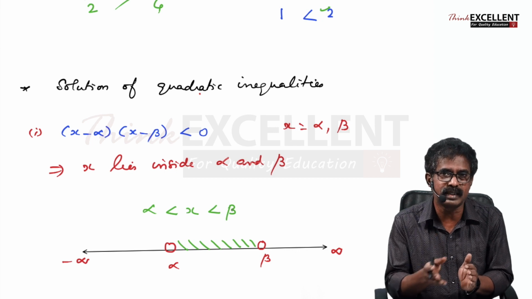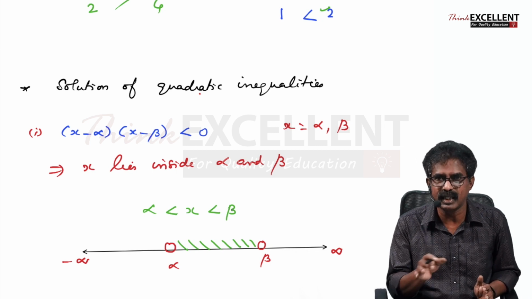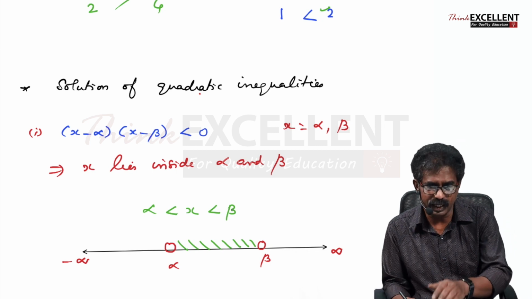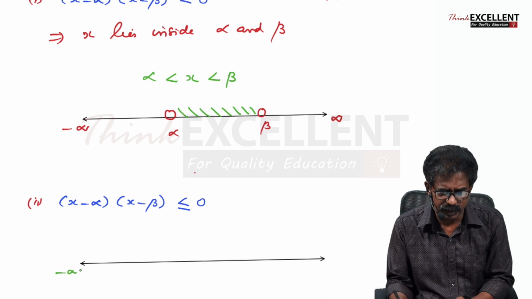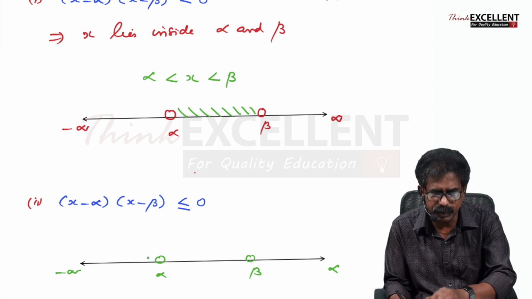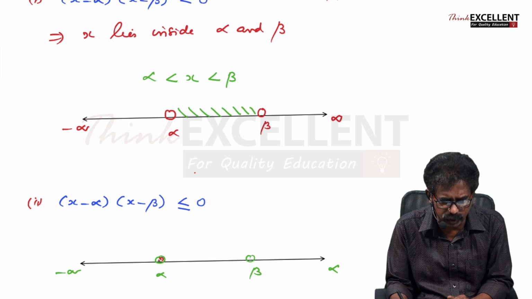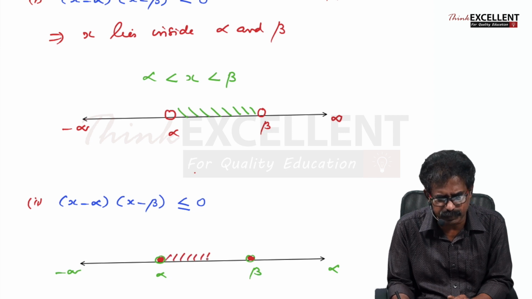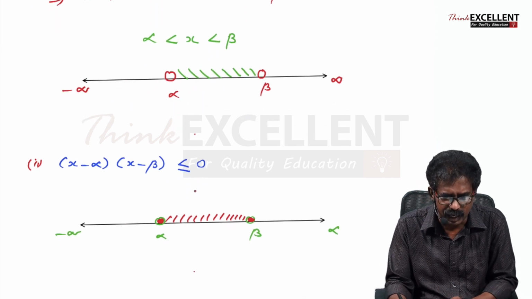So remember, when less than comes, you say lies inside, greater than means lies outside. So easily you can remember: less than, inside; greater than, outside. Then less than or equal to. Already said, less than means inside, right? So I'm marking alpha and beta. Less than or equal to, so that point is also included. In the previous one, alpha and beta are not included, but here alpha and beta are also included along with the points inside. So how can you write it as an inequality? Alpha less than or equal to x less than or equal to beta.